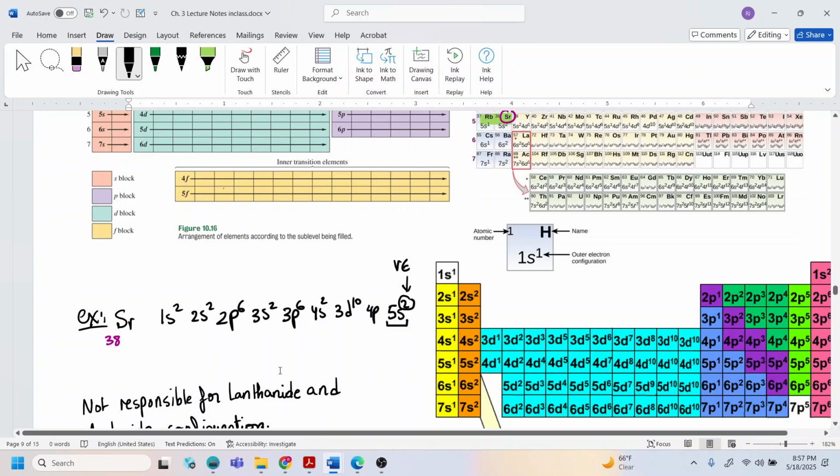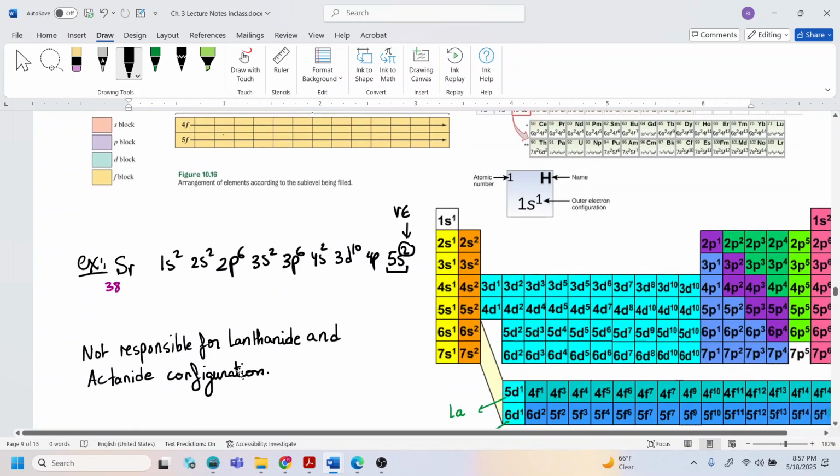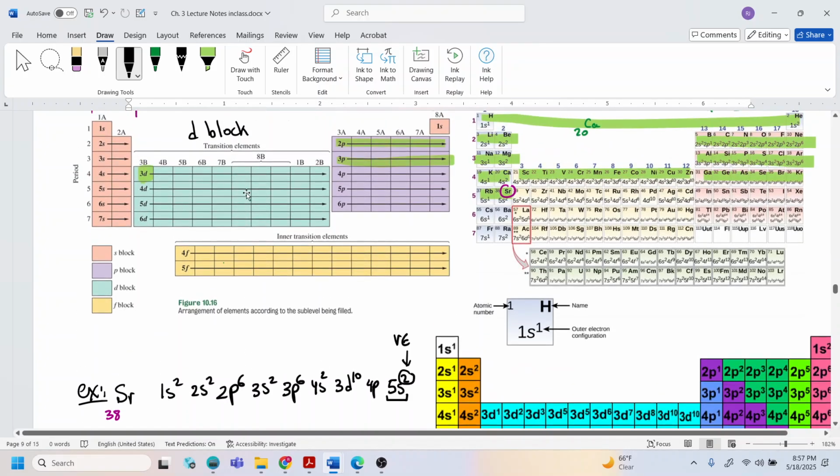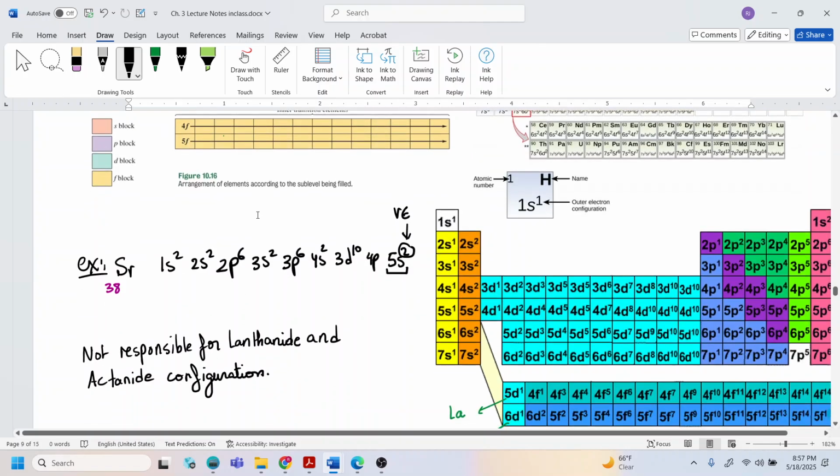You are not responsible to read the lanthanides and the actinides and their configuration from the periodic table. So lanthanides and actinides, we're not going to talk about those. What I want you to focus on is the p block, and we're going to talk about the d block in a moment.